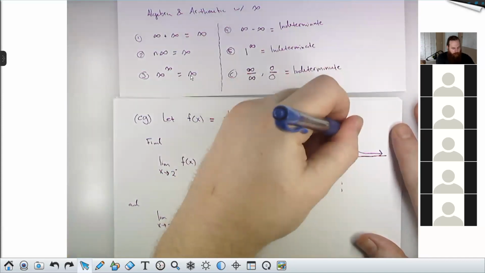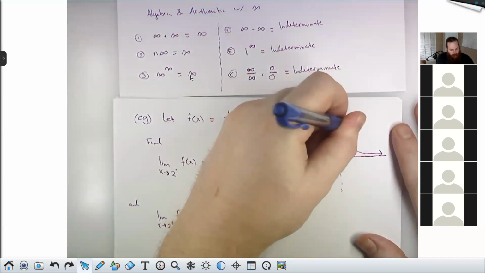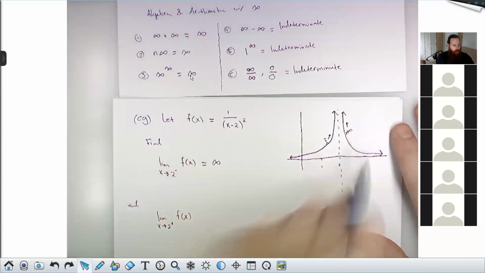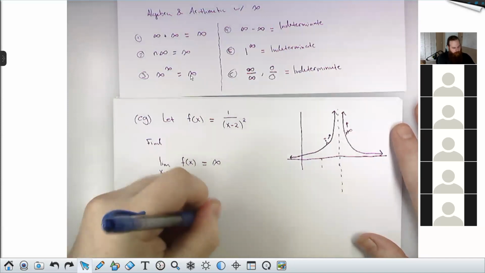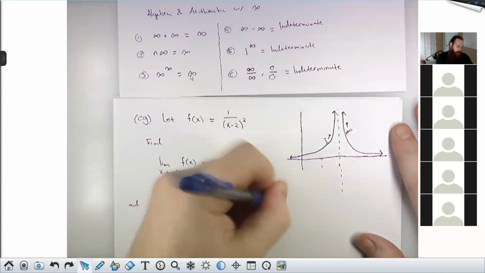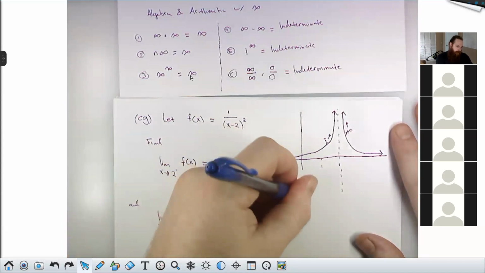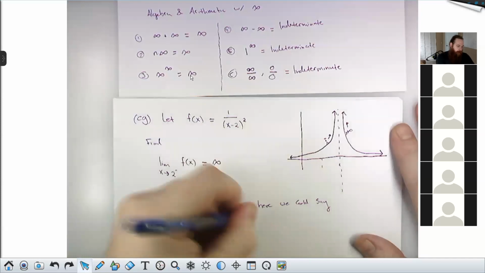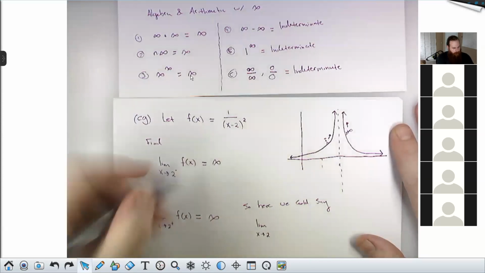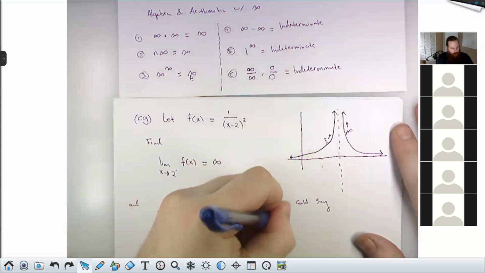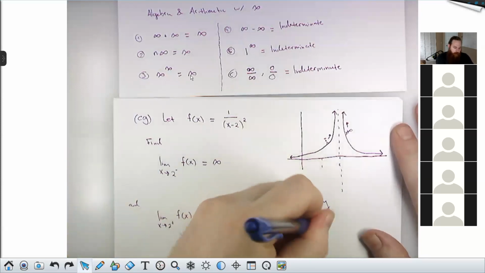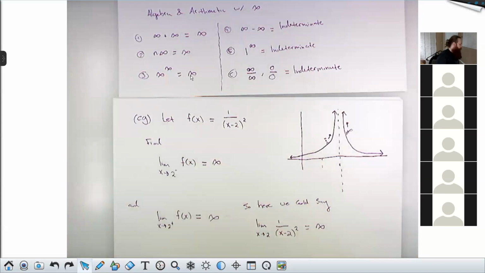And similarly, if my little dude's got a buddy on this side, if he starts walking closer and closer to 2 from the right, we're also going to plus infinity. So here, we could say that the overall limit as x goes to 2, without the one-sided stuff, of 1 over (x minus 2) all squared, we could say that that overall limit is plus infinity.